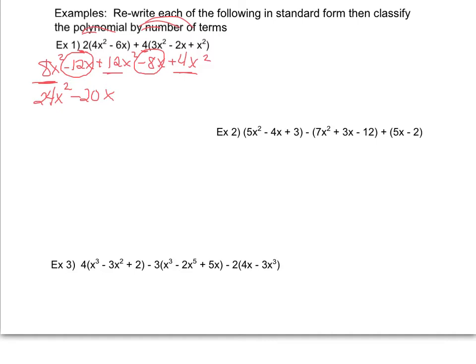I like to highlight mine in some way, either through underlining or crossing out. Sometimes I'll box them up, just to make sure that when I look up here, I see, yep, I have interacted with every single term, so I'm not missing anything. Now that I've combined like terms, I can count 1, 2 terms, because again, terms are separated by a plus or minus sign. So there's my first, there's my second. Since there's 2 terms, I can say that this is a binomial. And I know it's in standard form because I have an exponent of 2 and 1, so it is descending. Moving on to example 2.